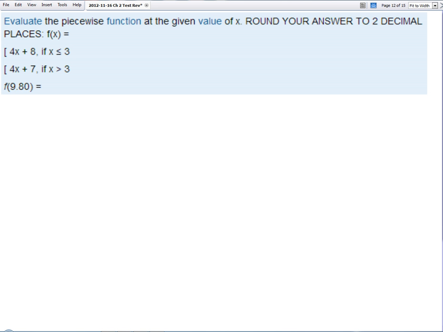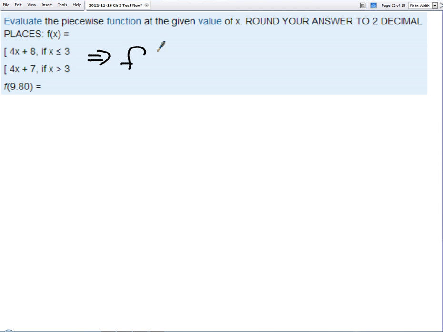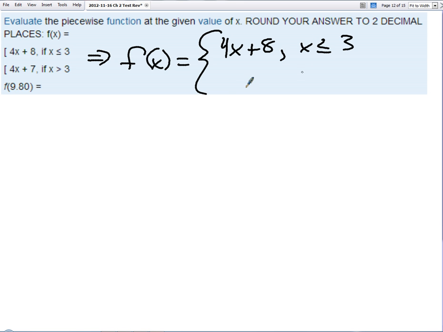Alright, so when we're evaluating a piecewise function, first, something I might do if I were you, this looks a little dorky the way that it's written on Moodle here. It's f of x equals, and this is supposed to be the piecewise function, but what this is really replicating, if we wrote it on paper, it would just look like this, right? So there's my piecewise function.